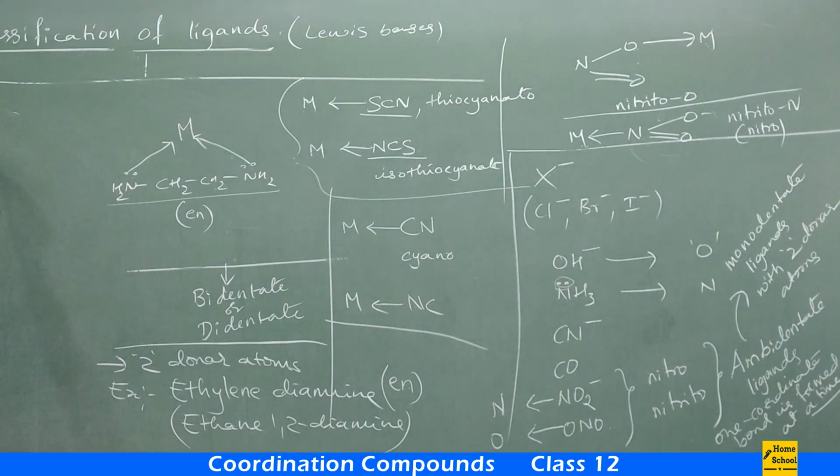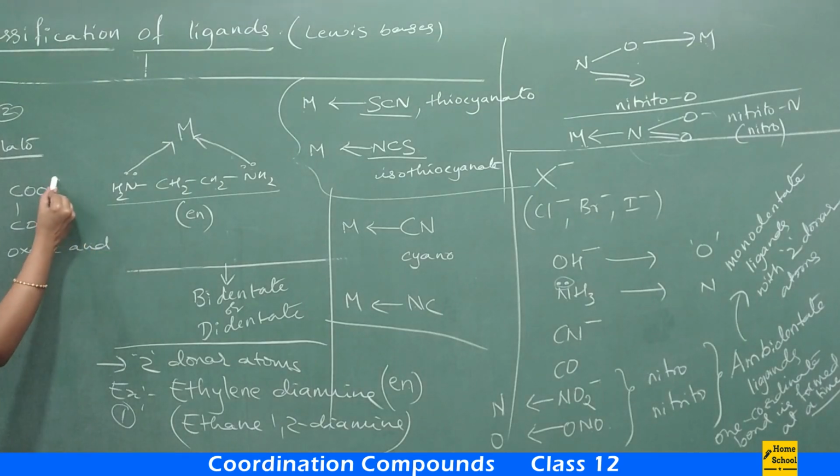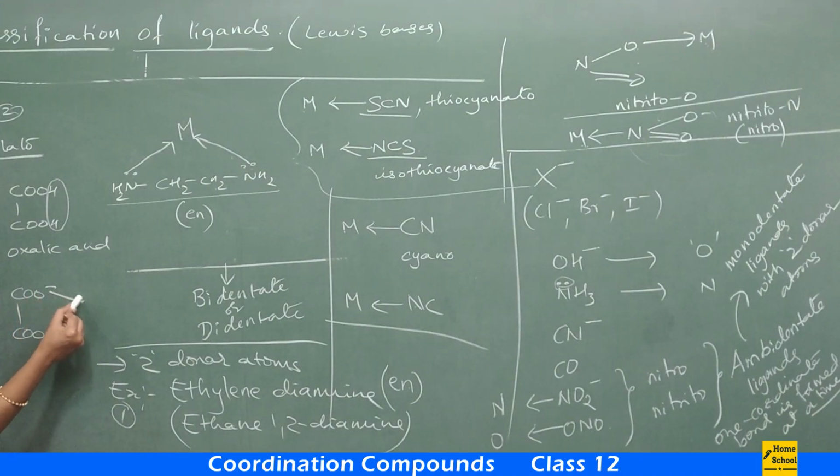And another beautiful example is the oxalato ligand. This is example number 1 and I am giving you example number 2, the oxalato ligand, guys. This is also very simple. Oxalic acid we all know, COOH, COOH is called oxalic acid. Remove these 2 hydrogens, what do you get? COO minus, COO minus. Here this O minus is one donor atom, this O minus is another donor atom.